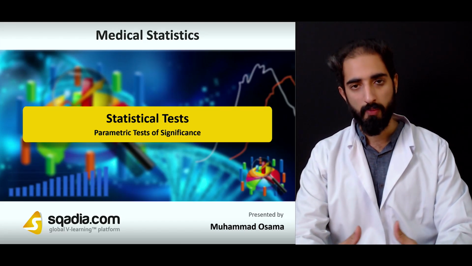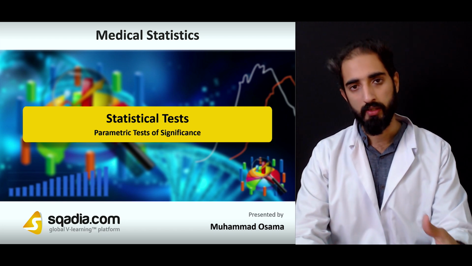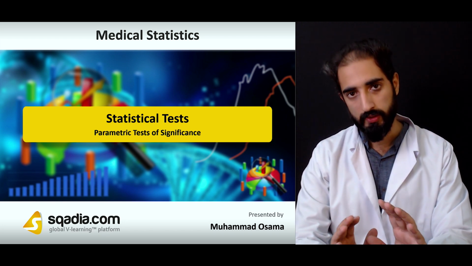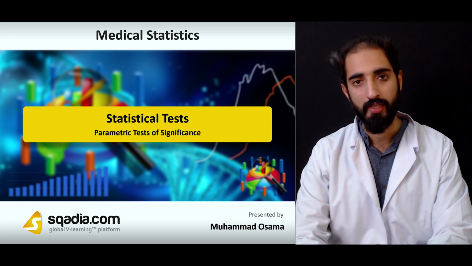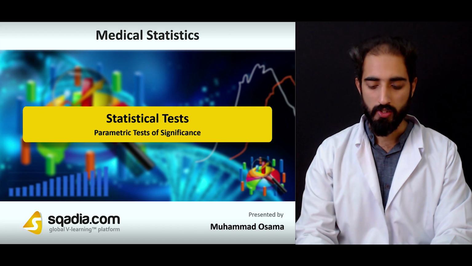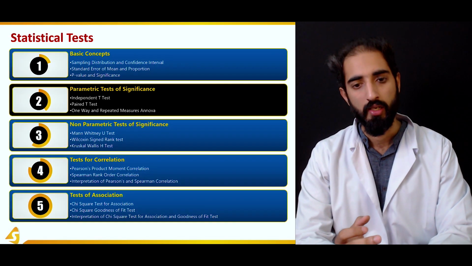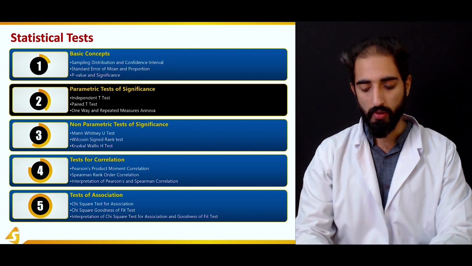My name is Muhammad Osama, and today we are talking about statistical tests in medical statistics. The specific topic that we're going to cover in this lecture is parametric tests of significance, in which we are going to talk about the independent t-test, paired t-test, and one-way and repeated measures ANOVA.